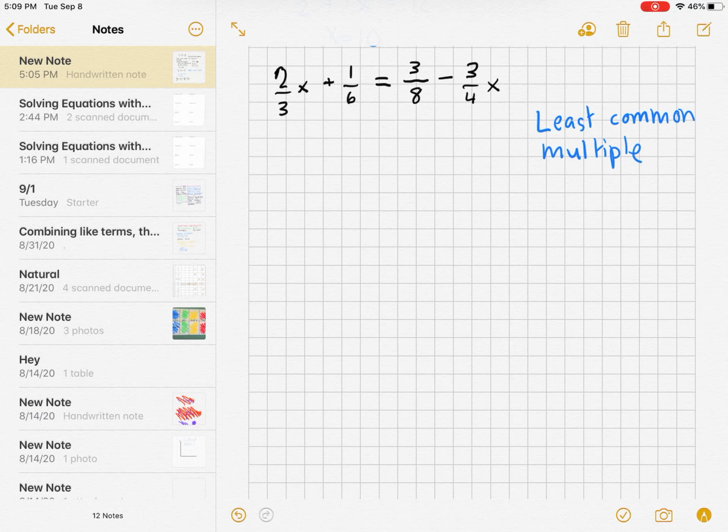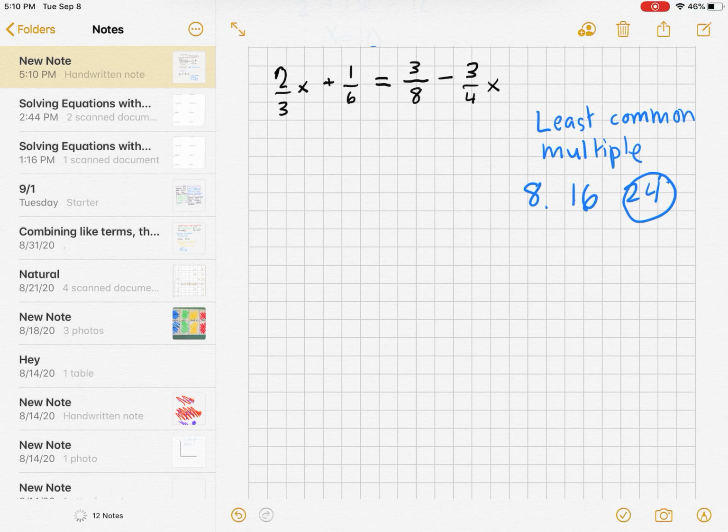The way I like to do this is start and look at the biggest number, which in this case is 8. Start listing through numbers that are multiples of 8 and go up and see if there's any that would work. So 8, 16, well 16 doesn't work because 16 isn't divisible by 3. 24, that's divisible by 3, by 6, by 8, and by 4. So 24 works as our least common multiple.